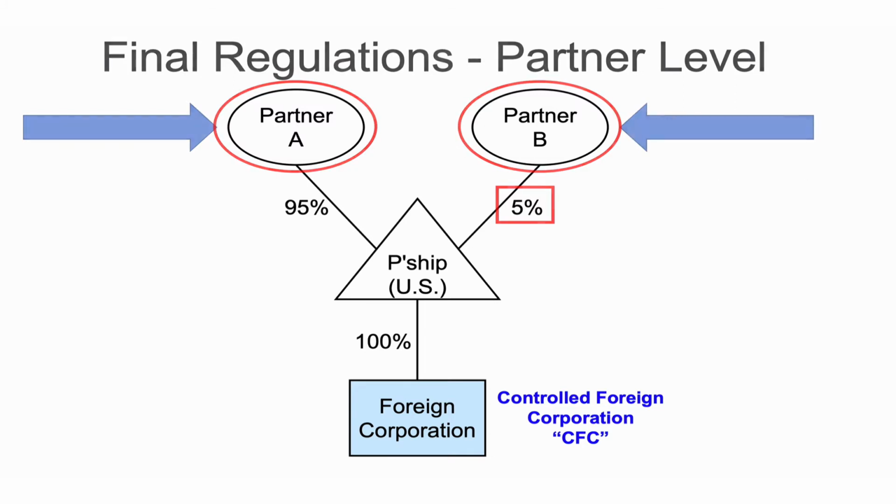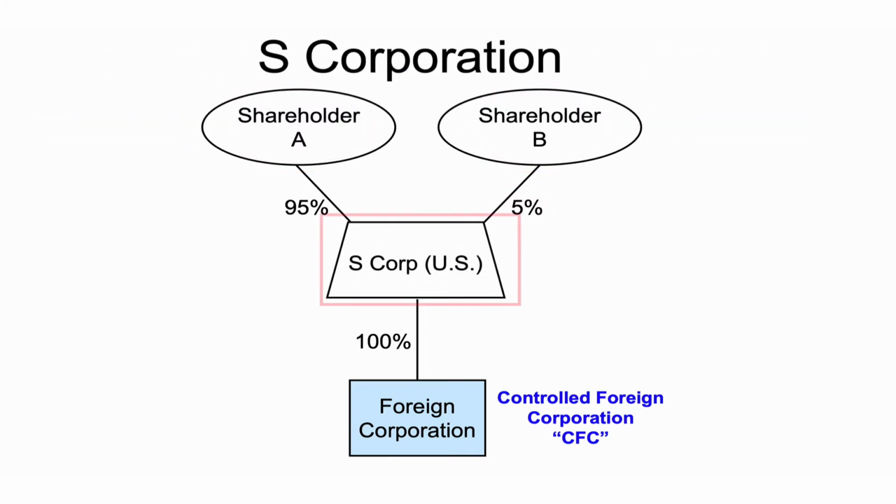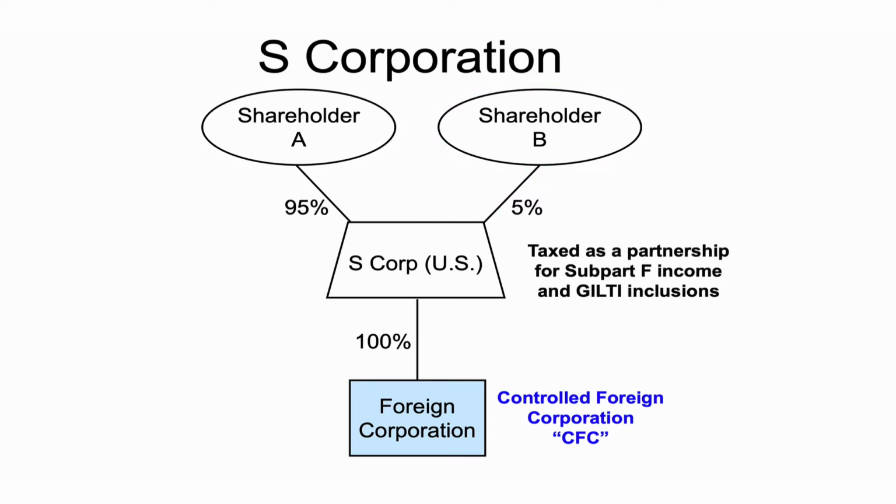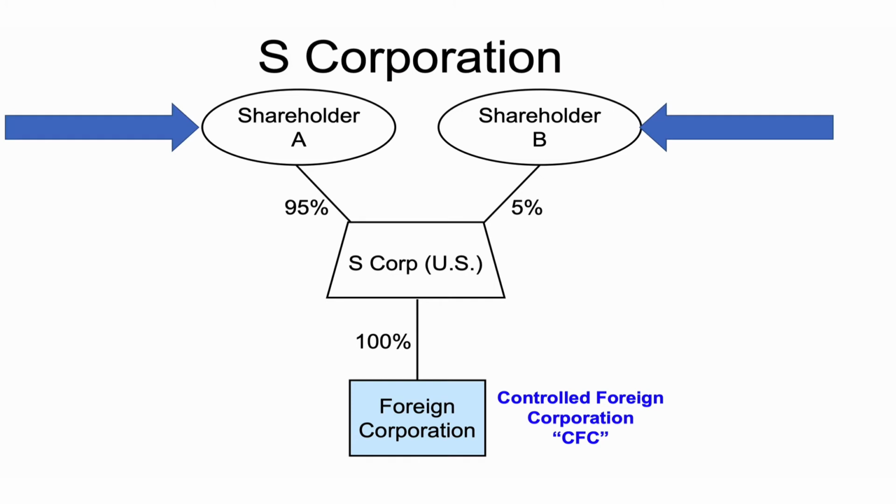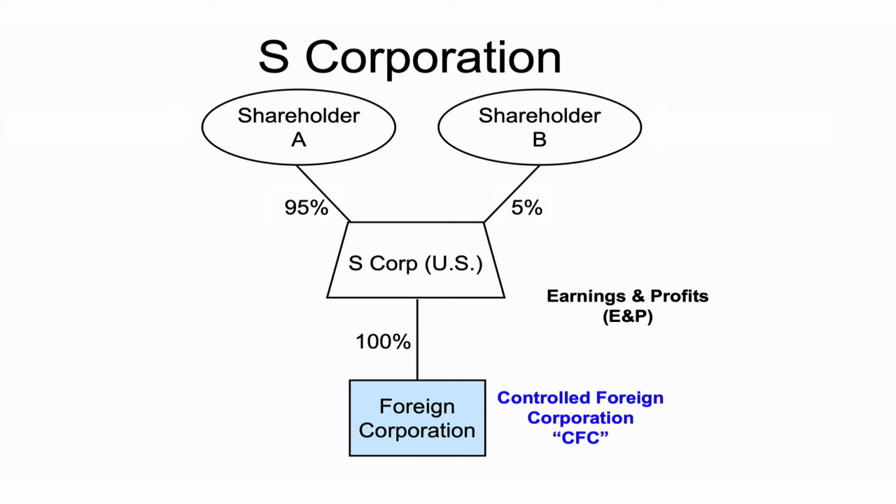Let's imagine a similar structure where an S corporation is 95% owned by shareholder A and 5% owned by shareholder B. S corporations are treated as partnerships for purposes of Subpart F income and GILTI inclusions. As already described, under the final regulations, all of the GILTI calculations are performed at the partner level, and here for the S corporation at the shareholder level. The 95% shareholder computes its GILTI inclusion amount on its tax return, and the 5% shareholder does not have any GILTI inclusion amount. For S corporations that have earnings and profits, this can be a problem.